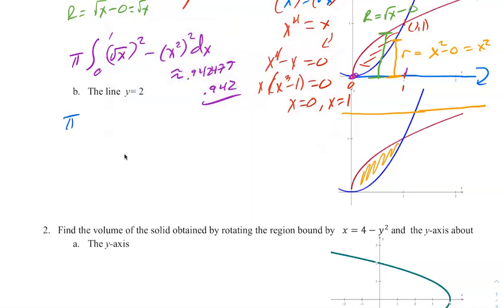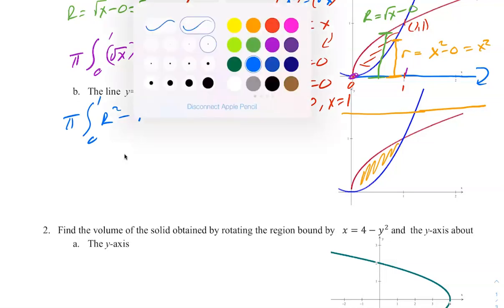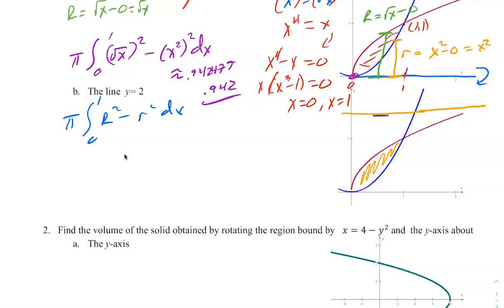We're going to have pi, big R minus little r squared dx. We're going from 0 to 1 again. But now the radii are different. So our big R, you're starting here. Right, this is 2. You go to the furthest one, so that's down here. So my big R is going to be 2 minus this equation, which is x squared.